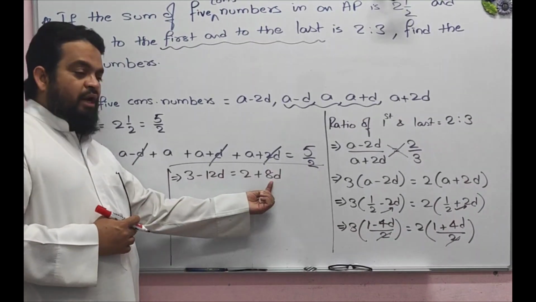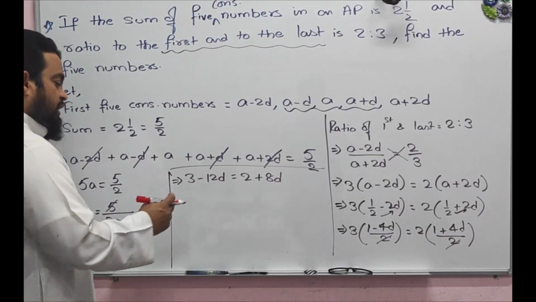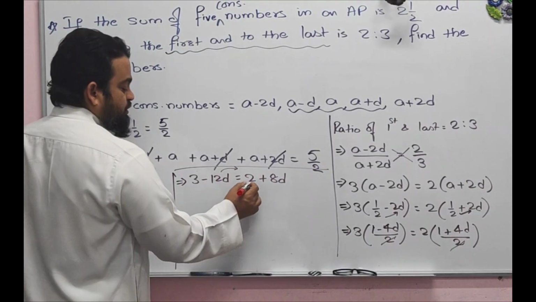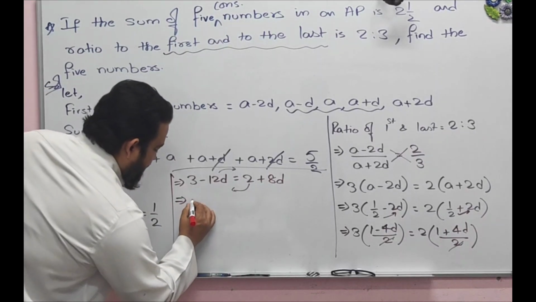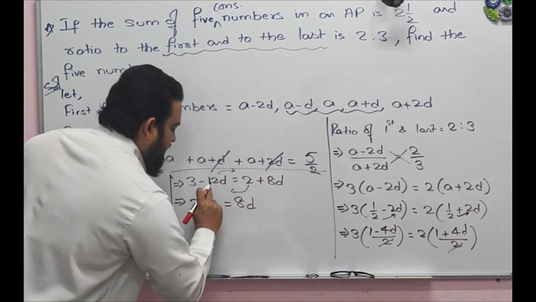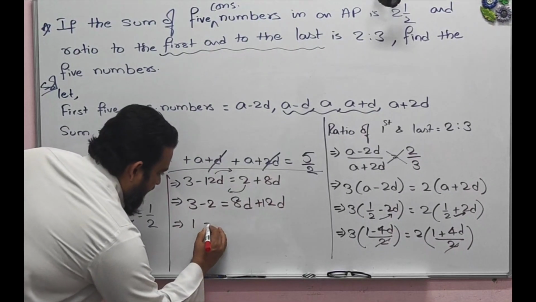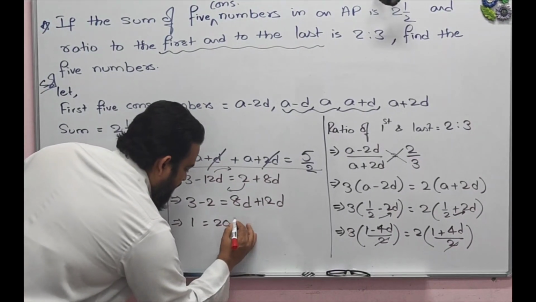So whenever you have variables on both sides, transpose the variable which is having lower coefficient. Which is lower, minus 12 or 8? 8. No, minus 12, because negative is always smaller. So minus 12d you transpose and 2 you transpose. So 3 plus 2, when you transpose it becomes minus 2, and it is 8d plus 12d. So that implies 3 minus 2 is 1 and 8 plus 12 is 20d.